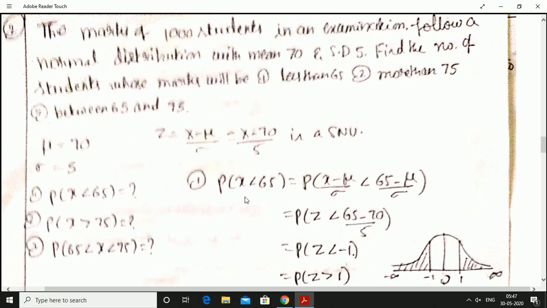First required probability is probability of x less than 65. That is equal to probability of x minus mu by sigma less than 65 minus mu by sigma. X minus mu by sigma is Z less than 65 minus mu, mu is 70, sigma is 5. 65 minus 70 is minus 5 divided by 5 is minus 1. Z less than minus 1.